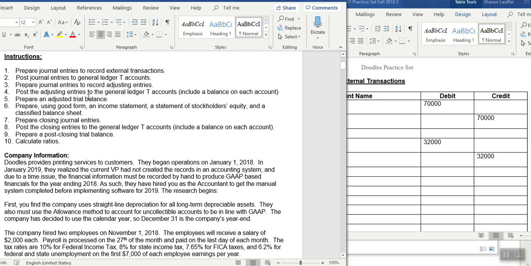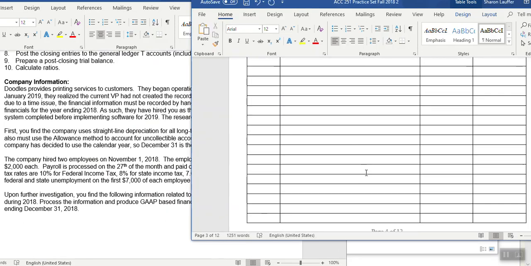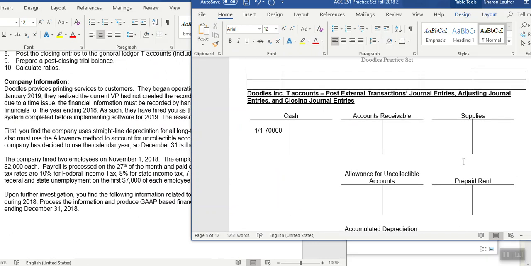Step 4 says post the adjusting entries in the general ledger T accounts. And those are the same T accounts that you would be working with already. So you should already have stuff posted on a lot of these. And you may actually have to use some of the information in the T accounts to calculate your balances for your adjusting entries. Once you post all those to the T accounts, you're going to do your balances.